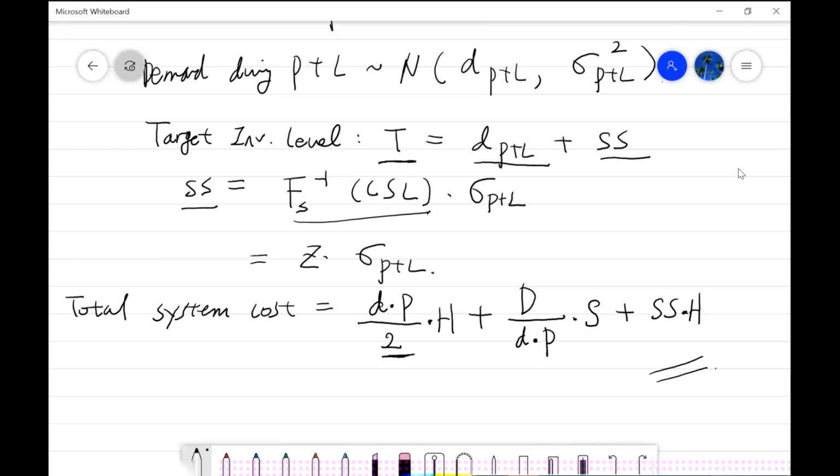Next time, I'm going to show an example of the continuous review system and the periodic review system: how to decide when to order, how much to order, and finally the total system cost. But I think it's a good time to stop. Let me continue in the next class by showing the example. So that's it for today.